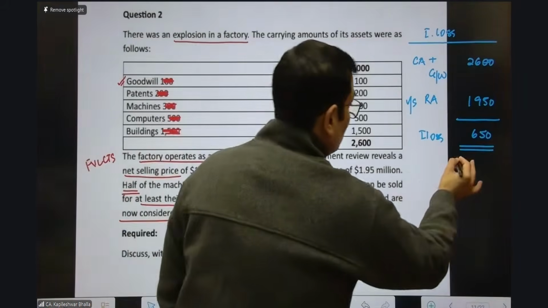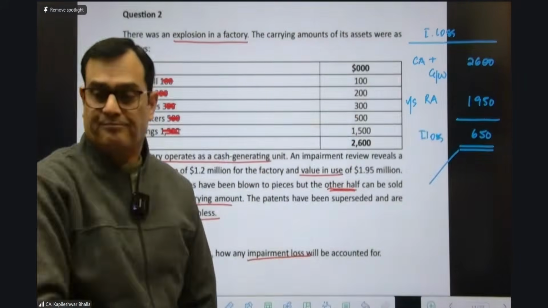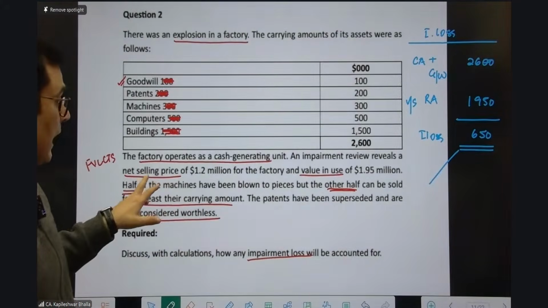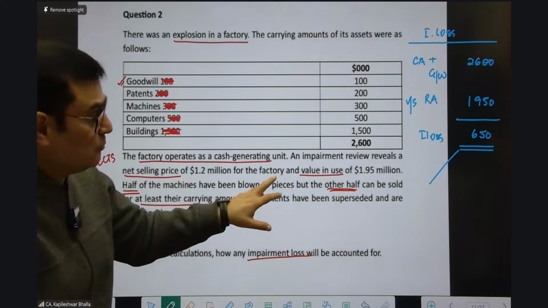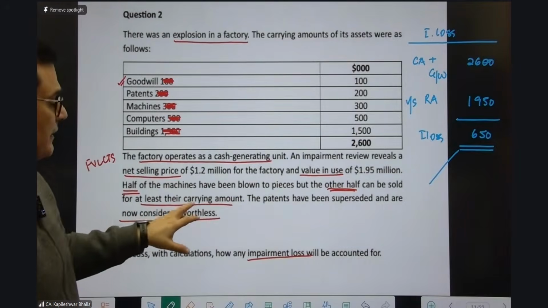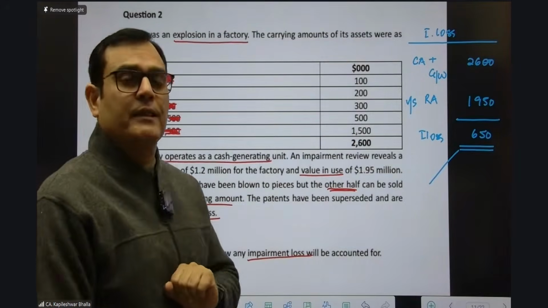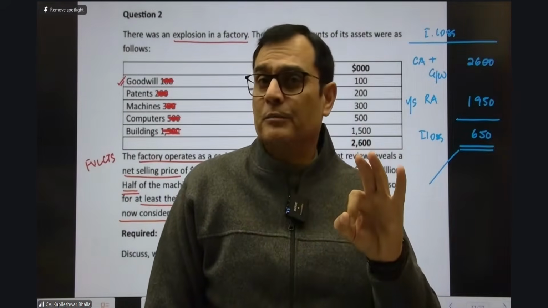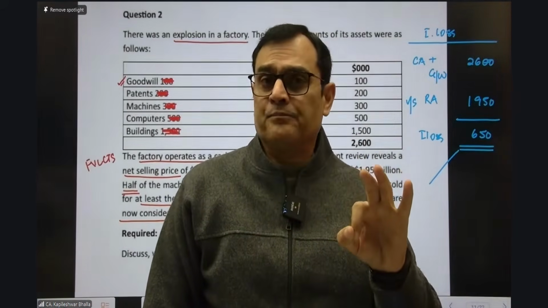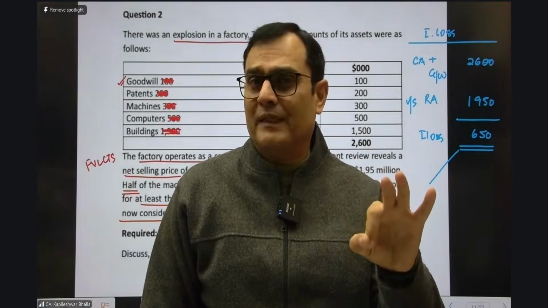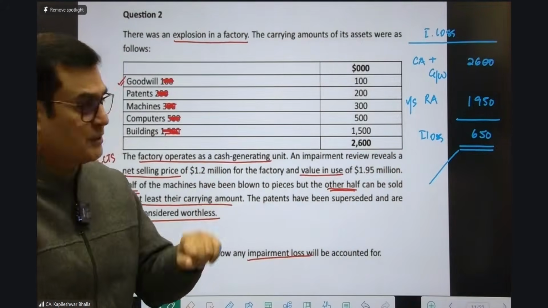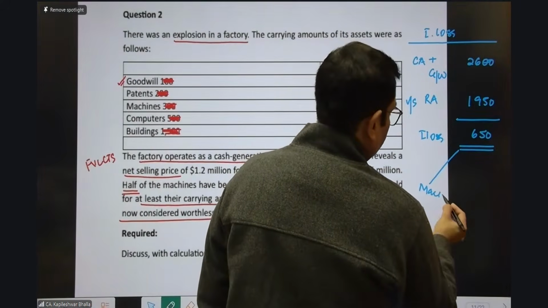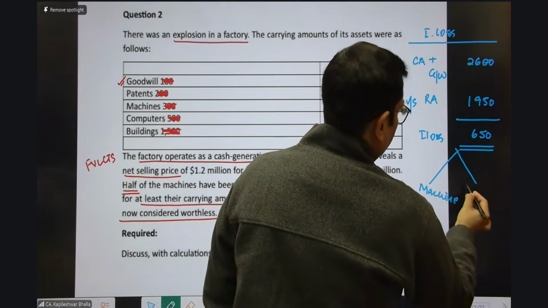Now you tell me, what do I decrease first? He's given me that half of the machine is blown to pieces. Patents are considered worthless. If I look at the instructions in the question, there is a need to reduce the machine by 50% and the patents by 100%. And that's right. So in this case, we will first decrease the machine, then we will decrease the patents.